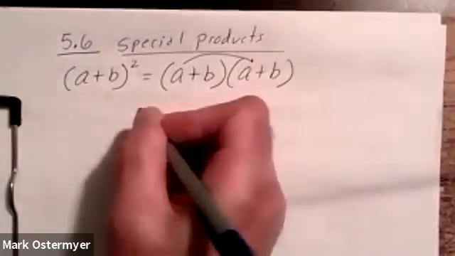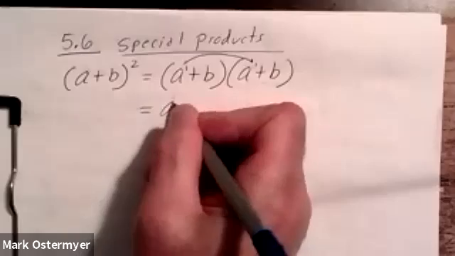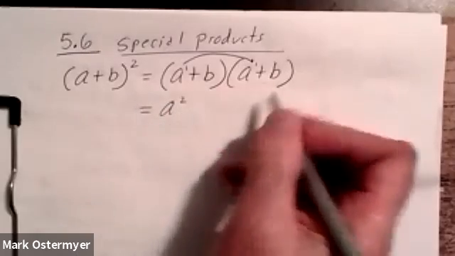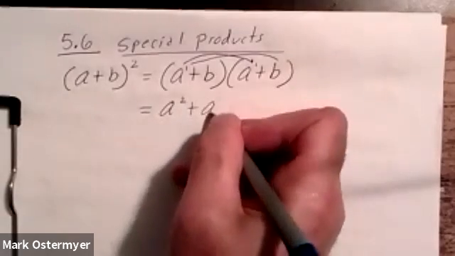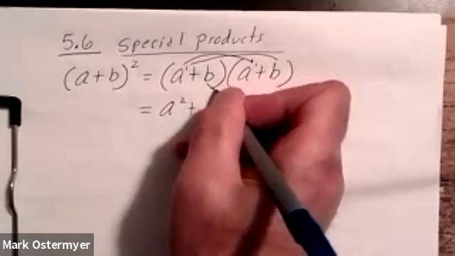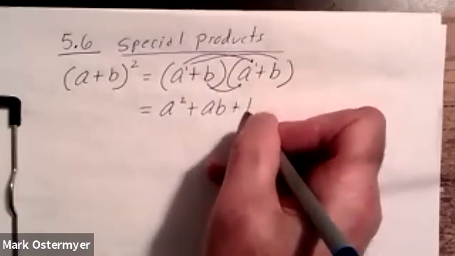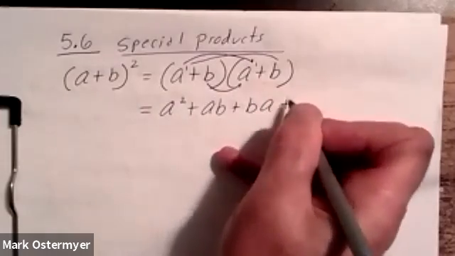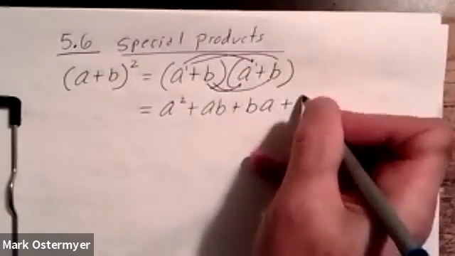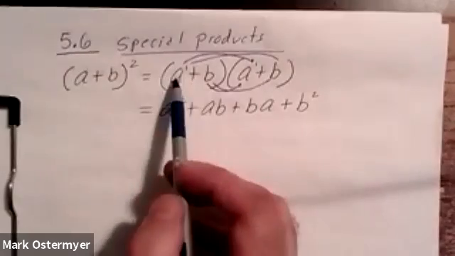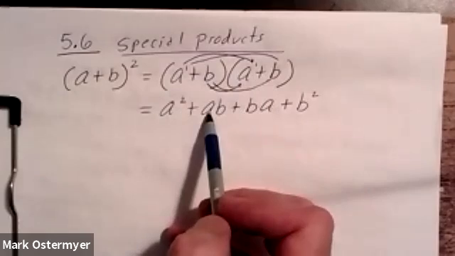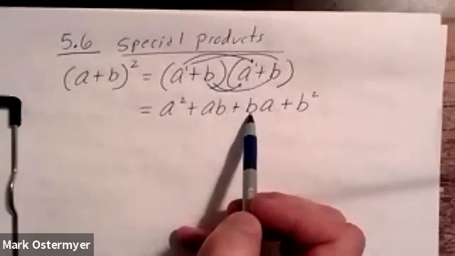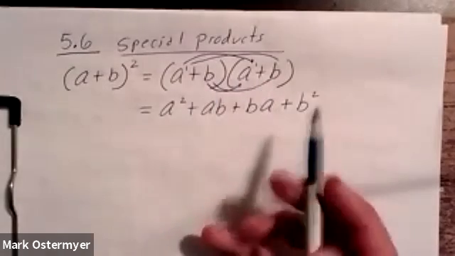Now, if we used a FOIL algorithm and drag this out the long way, we'll have a times a. A times a is a squared. We're going to take a times b, which is plus ab, and b times a is ba, plus b times b is b squared. So again, I multiply my first terms together, outer terms together, inner terms together, and last terms together.